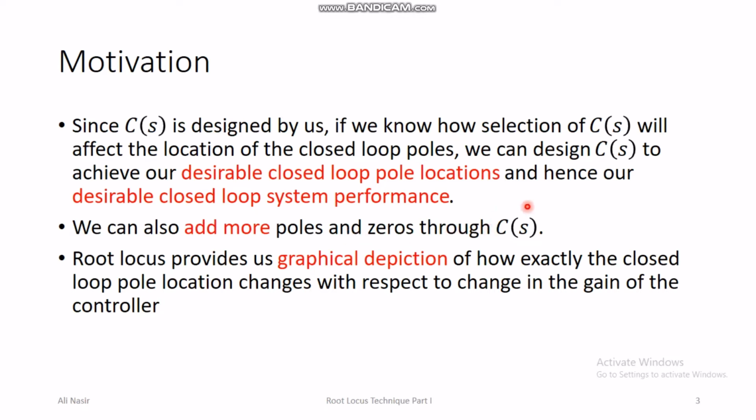We can also add more poles and zeros through C(s). There are some poles and zeros which belong to G(s), which is our plant that we want to control. The plant is usually given to us, so we don't have much to do about its natural dynamics, but we can add poles and zeros through C(s). Root locus provides us a graphical depiction of how exactly the closed loop pole location changes with respect to the change in the gain of the controller. So this is the motivation for root locus.